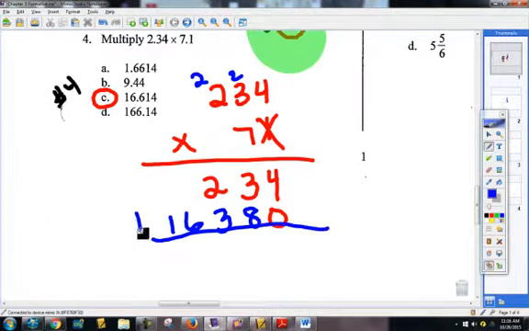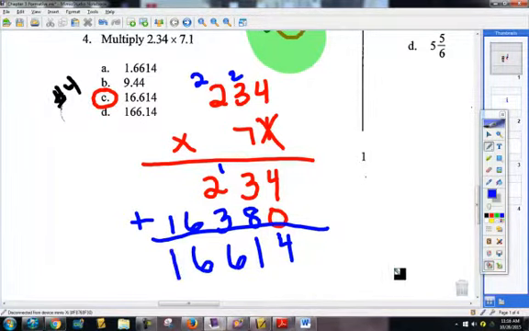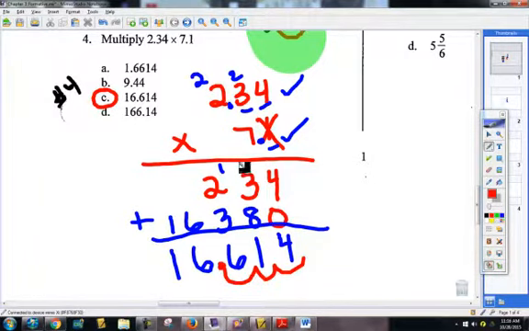Now I'm ready to add. 4. 3 plus 8 is 11. Carry your 1. That'd be 3, 5, 6. 6, 1. Now the answer is not 16,614, right? That's what 234 times 71 is. But now we got to put those decimals back in, right, everybody? So I know it's 7.1. I know it's 2.34. That's going to be 1, 2, 3 numbers to the right of the decimal. So I need to move my decimal how many places? 3. So 1, 2, 3. It's going to be letter C, 16 and 614 thousandths.